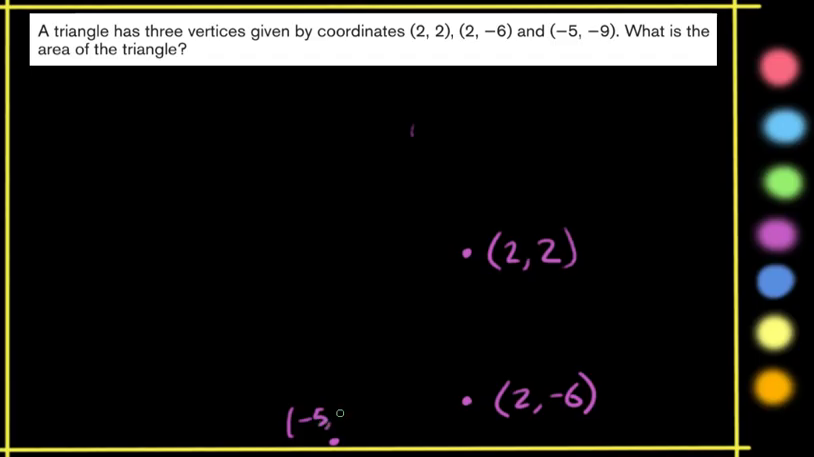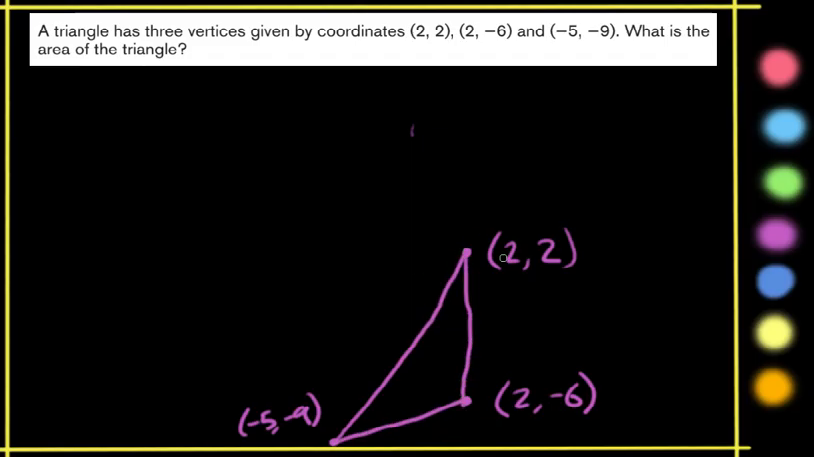Negative 5, negative 9. Let me write that so it's not going to get in the way as I draw these line segments connecting them, because I've got a triangle here, and they want to know the area of this triangle. Now there's a couple different ways to do this. One way you could do it is with the shoelace theorem, and another way is by using the formula for a triangle, which is 1/2 the base times the height.